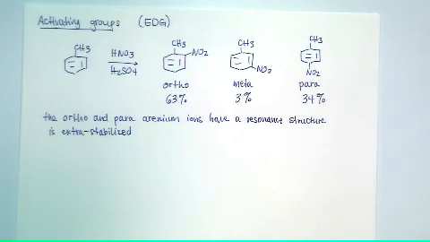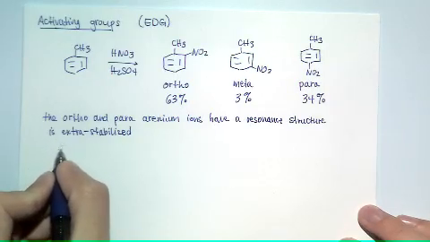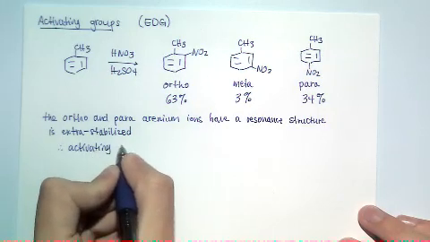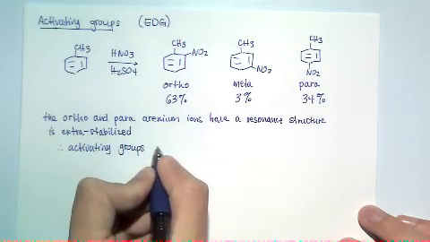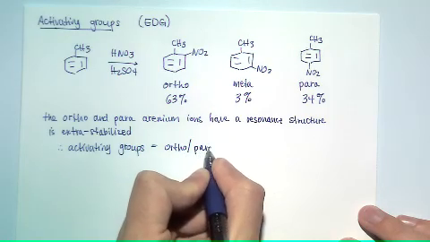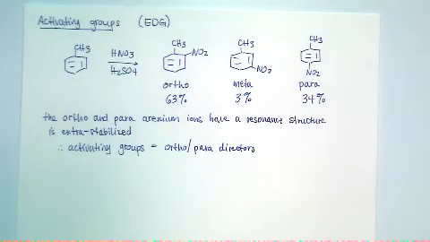So these are called activating groups. Essentially, that's the same as an electron donating group. It's called activating because it makes the benzene ring more reactive, at least slightly. And we'll talk about specifically which ones are which. But because of that resonance structure, activating groups are ortho-para directors.